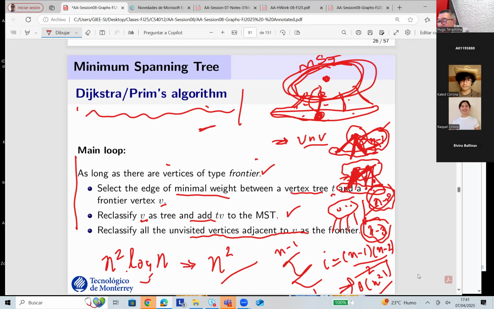So what do you think? Same problem, two algorithms, different algorithms, right?